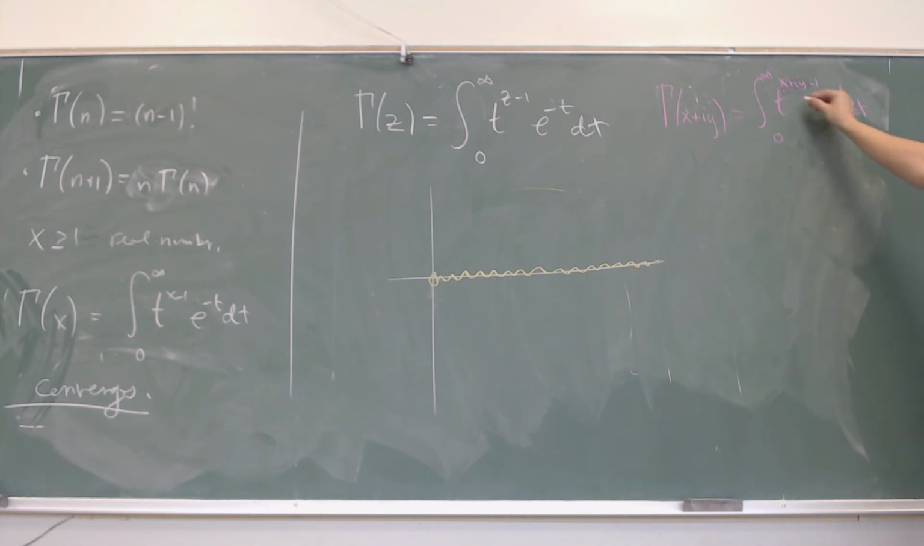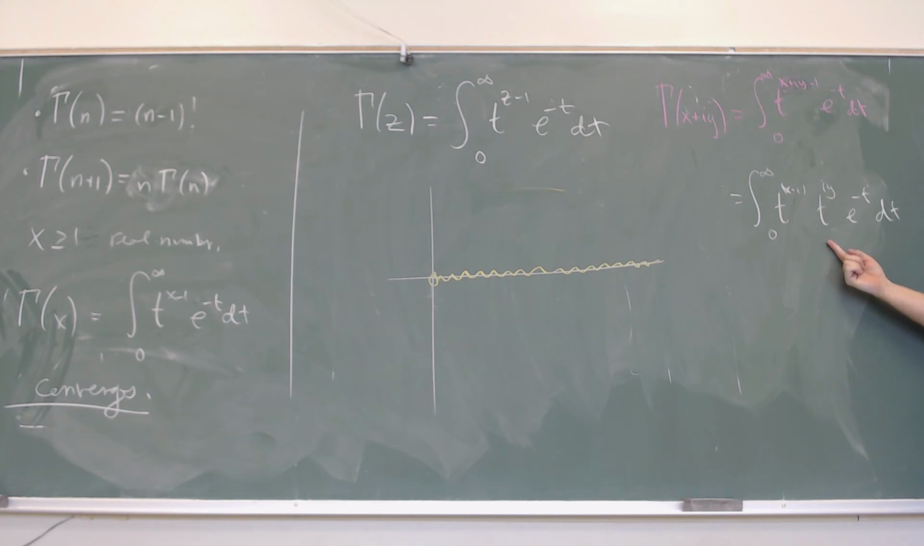So if you put x plus iy in here, you get the integral from 0 to infinity of t to the x minus 1, where x is real, times t to the iy, times e to the minus t dt. And from the standpoint of analyzing what's happening, you should be able to figure out what the condition is. What does t to the iy do as y runs away to infinity? It just spins, right? It's like flying around. You're just changing the argument here. You're whipping around some circle.